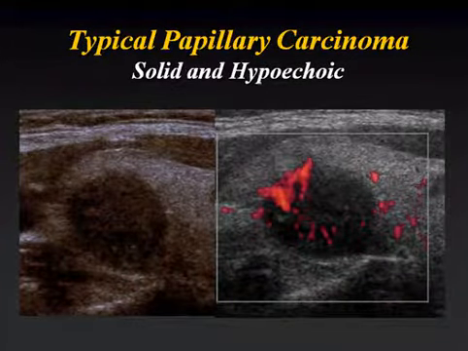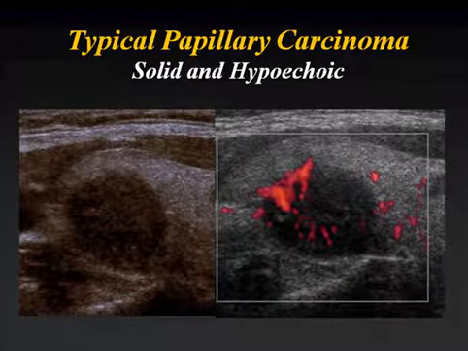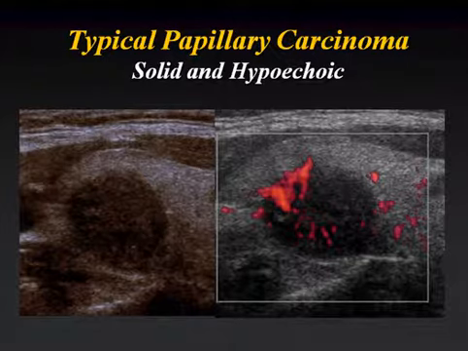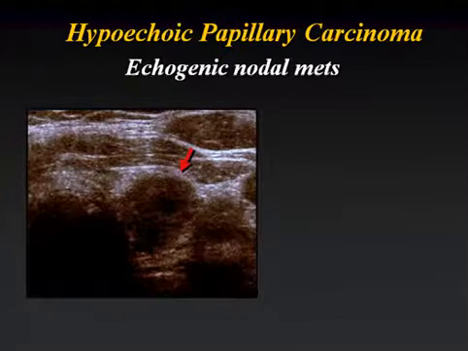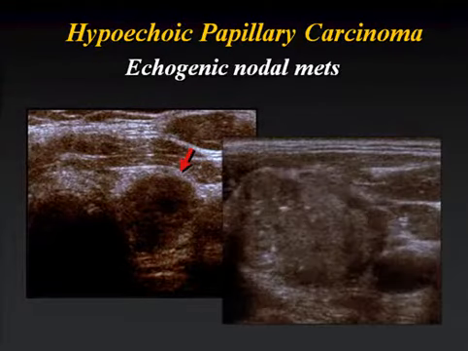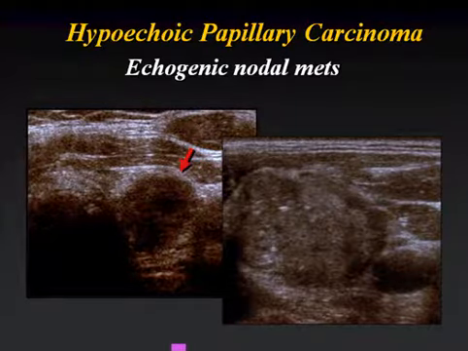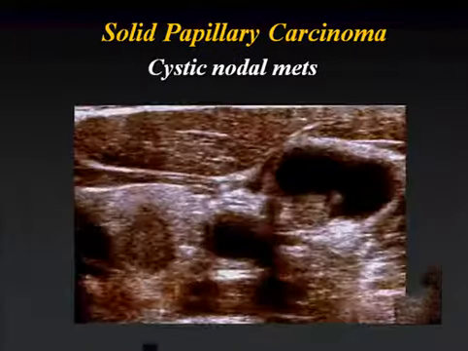Most primary cancers of the thyroid tend to be hypoechoic. And here's an example of a lesion that's taller than wide. It has discrete margins, has increased flow, typical thyroid cancer. Here's another patient, taller than wide, hypoechoic thyroid cancer. But the lymph node is markedly different than the primary tumor. Notice that the lymph node is now echogenic, and despite the fact that no microcalcifications were seen in the primary tumor, it's just loaded with microcalcifications.